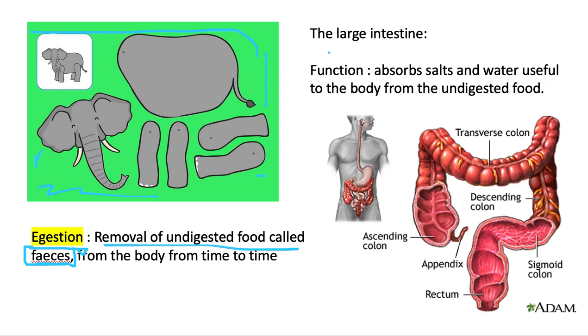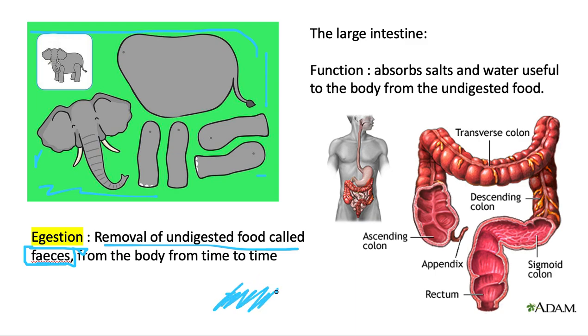So after the small intestine, the food enters the large intestine. So this is the large intestine. You can see it's highlighted over here. That's the large intestine. So the food is going to enter the large intestine, and here in the large intestine, all the extra water and certain salts which are useful to the body will be absorbed from the undigested food.